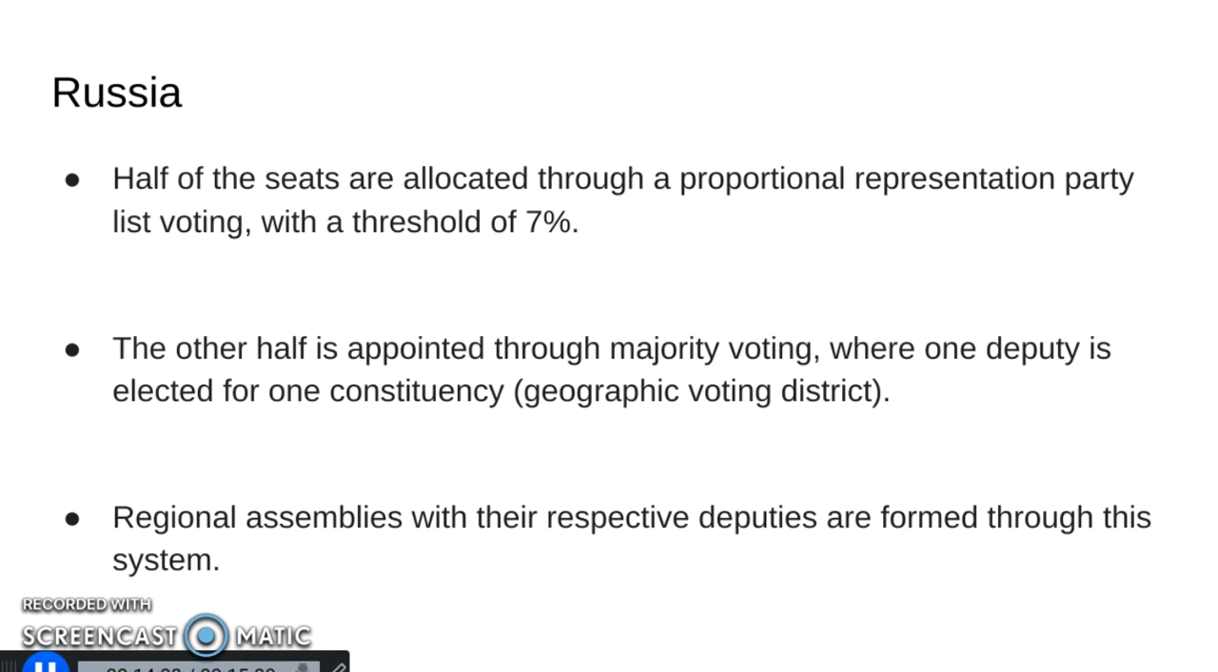Russia is the other mixed system. Half of the seats in the Duma are allocated by proportional representation. They've got to have at least 7% of the vote to get any of the seats, and half are single-member districts. And the regionals have a similar formula.